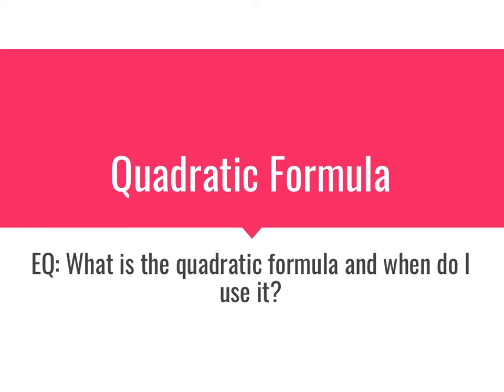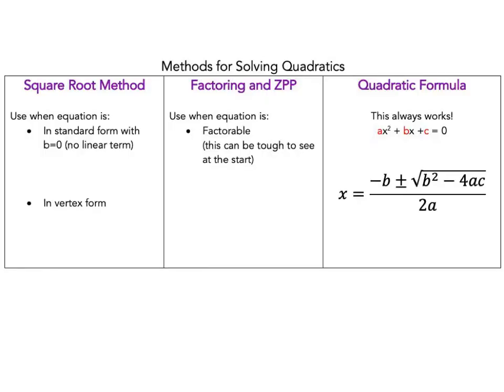Let's look at what the quadratic formula is and when we use it. There are two methods we've learned in this course so far. The first is the square root method. We use this method when an equation is in standard form where b is 0, meaning we have no linear term. So something like 4x squared minus 8 equals 0. There's no plain old x. Or if something's in vertex form, something like 4 times the quantity of x minus 5 squared equals 7. This could be solved with the square root method.